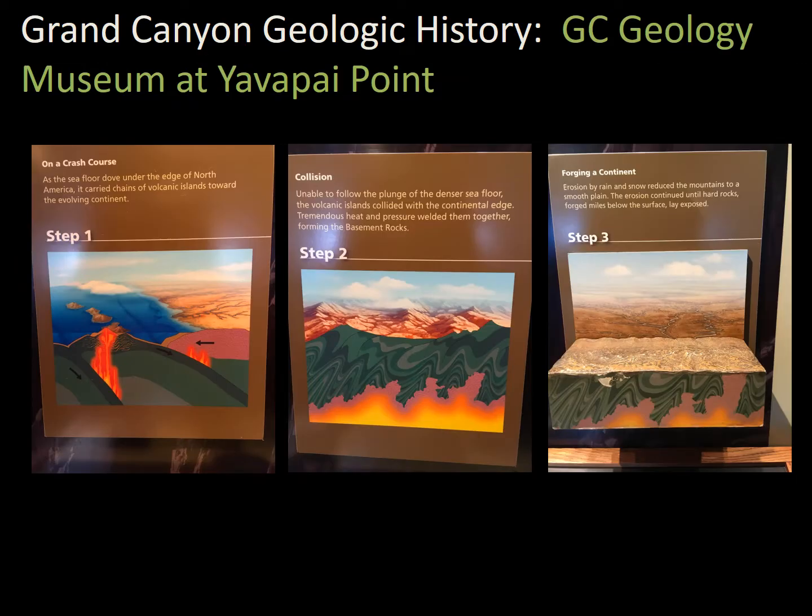I'm going to be showing you a number of photographs of a very nice display at the Grand Canyon Geology Museum at Yavapai Point. It very nicely illustrates, kind of step by step, the important things that happened in the area to eventually form the Grand Canyon. Some of them are just diagrams and a little bit of text. Some of them have a nice three-dimensional block showing what the landscape may have looked like at that time.